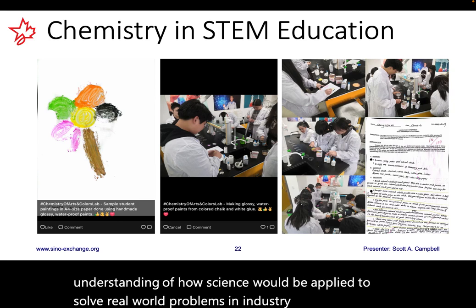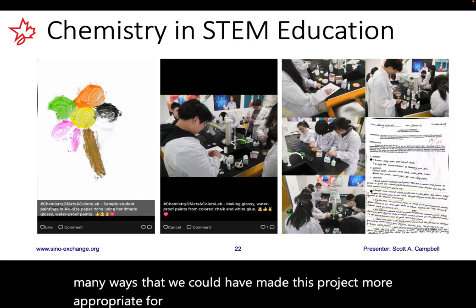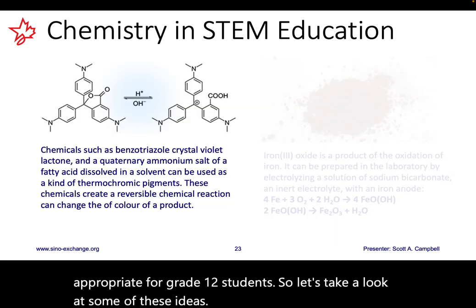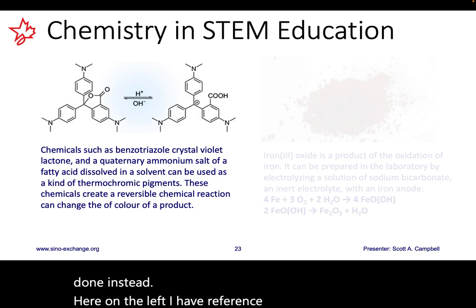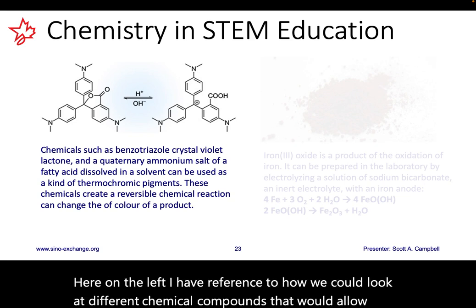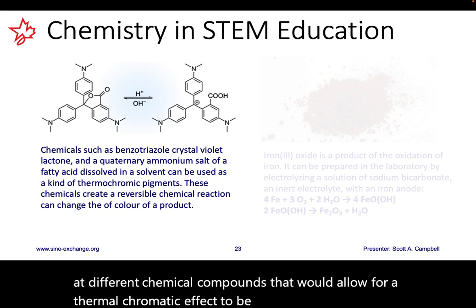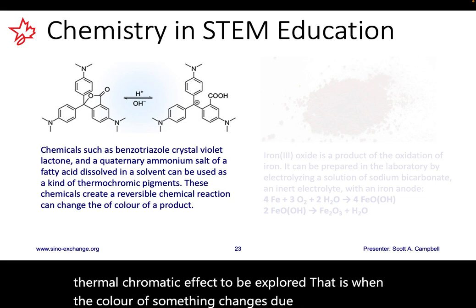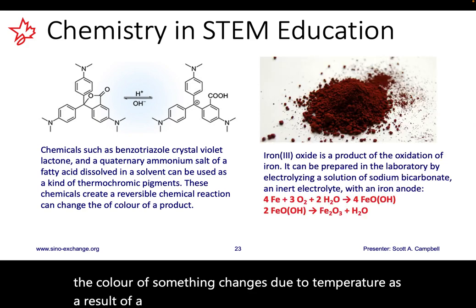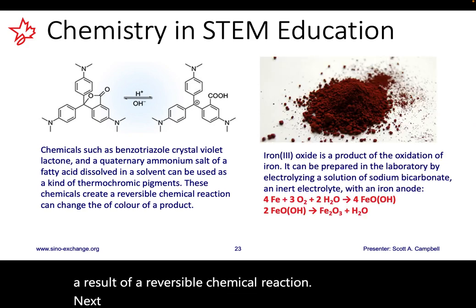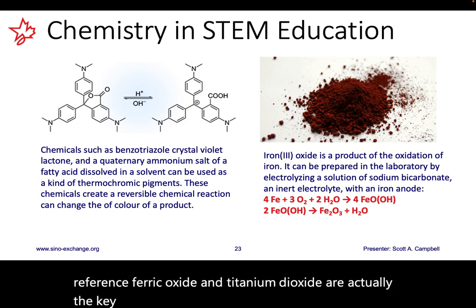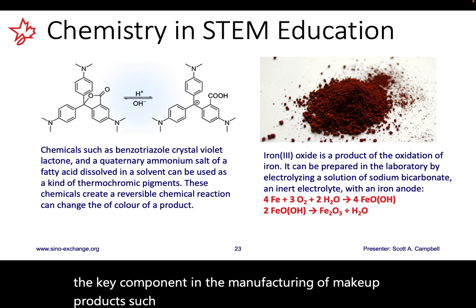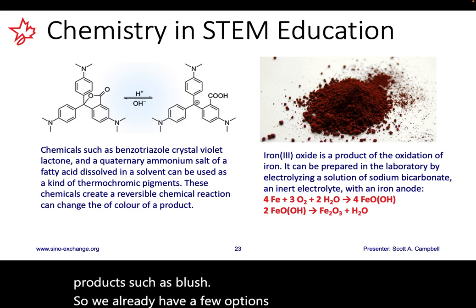Now there's so many ways that we could have made this project more appropriate for grade 12 students, so let's take a look at some of these ideas. So here I have some examples of what we could have done instead. Here on the left I have referenced how we could look at different chemical compounds that would allow for a thermochromatic effect to be explored. That is when the color of something changes due to temperature as a result of a reversible chemical reaction. Next, on the right, I have an example of how you could create ferric oxide to create a color pigment. Now for reference, ferric oxide and titanium dioxide are actually the key component in the manufacturing of makeup products such as blush. So we already have a few options that we could use to improve this one project.